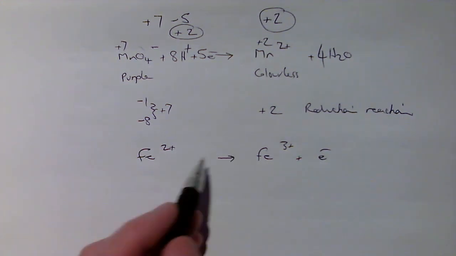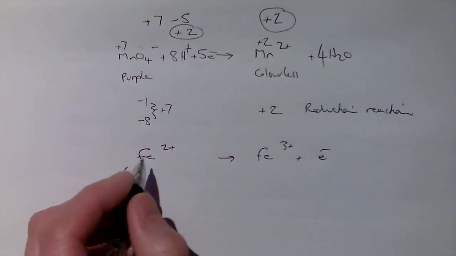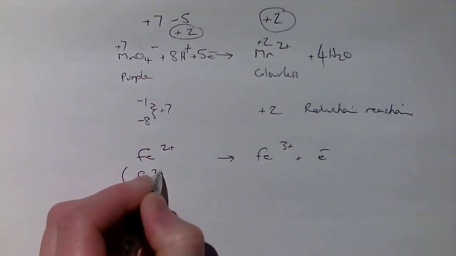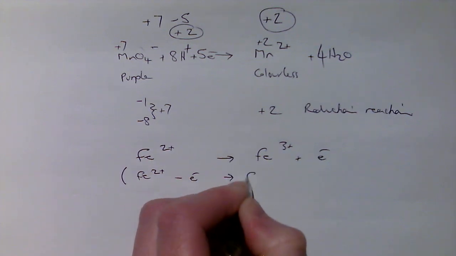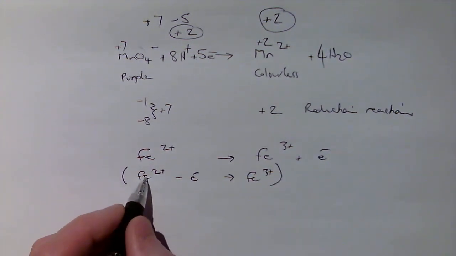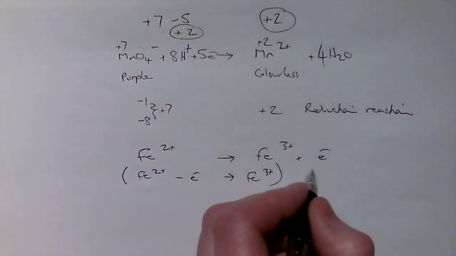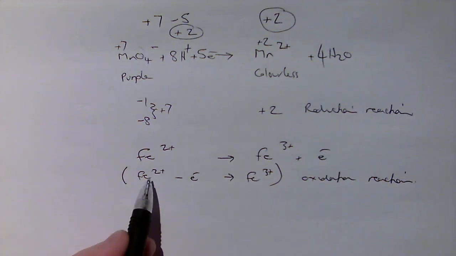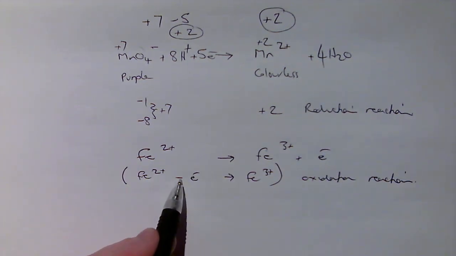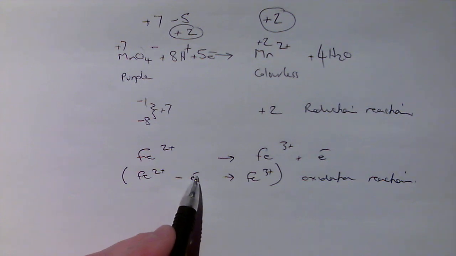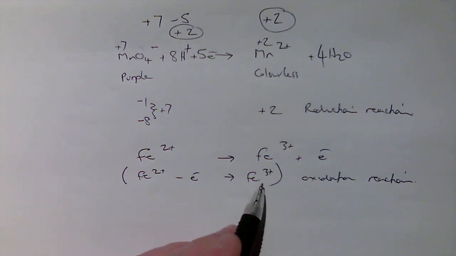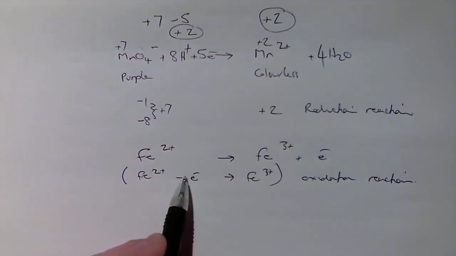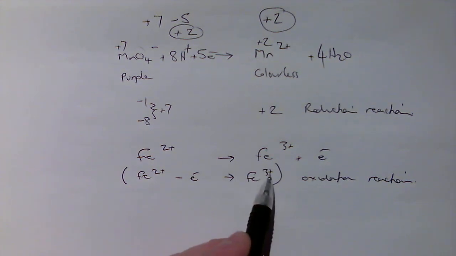I could also write this as Fe2 plus minus an electron goes to Fe3 plus. So Fe2 plus losing an electron, that's your oxidation reaction. 2 plus minus minus 1 is effectively 2 plus 1, which makes 3, and it's 3 plus on that side as well, so that's balanced.